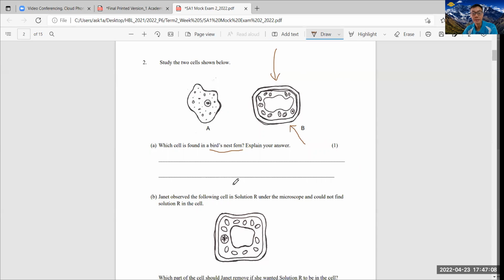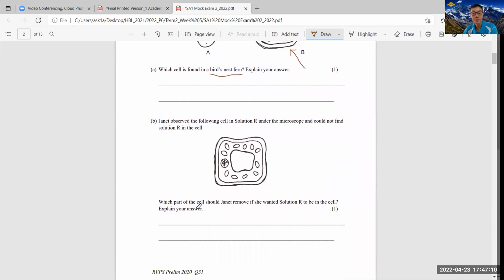Okay. Next, which part of the cell should Janet remove if she wanted solution R to be in the cell? Okay, you need to know which part of the cell controls the substances moving in and out. It's the cell membrane, right? Agree? So the part that should be removed should be the cell membrane. Then your answer is the cell membrane controls the substances moving in and out of the cell.